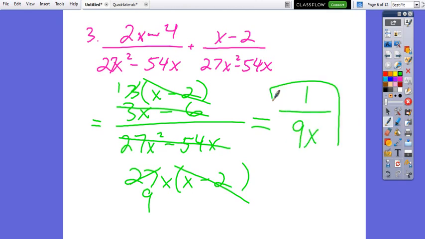I did something different. I factored the 2x minus 4. I would have gotten the same answer, but yeah, you could do it that way. I wound up getting a 2 over 27x. I didn't do that because you factored out.